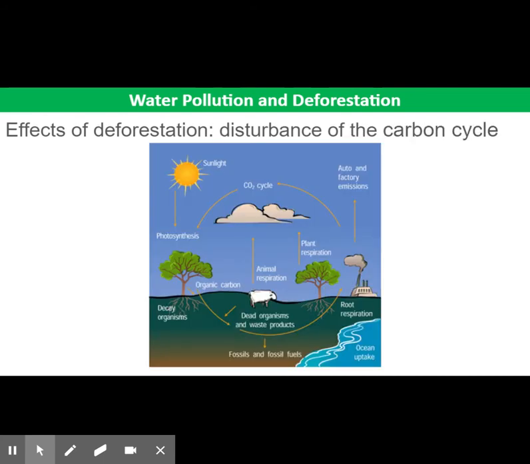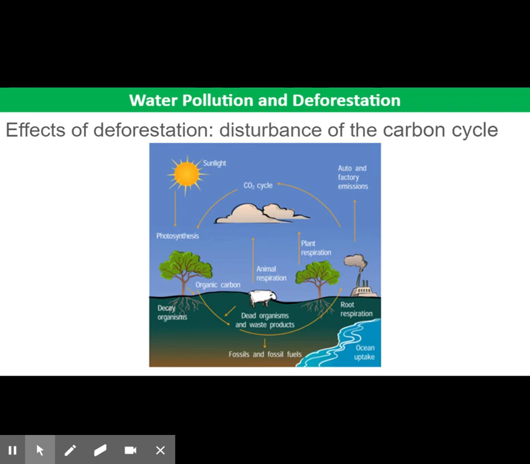Now, deforestation also affects the carbon cycle. Obviously, trees photosynthesize, a process whereby they take in carbon dioxide and release oxygen. If you remove trees, you're going to have less photosynthesis. So less carbon dioxide will be removed from the atmosphere, causing atmospheric carbon dioxide levels to increase. Meanwhile, less oxygen will be produced and released into the atmosphere, causing atmospheric oxygen levels to decrease over long periods of time.